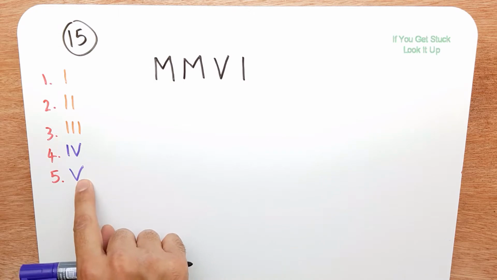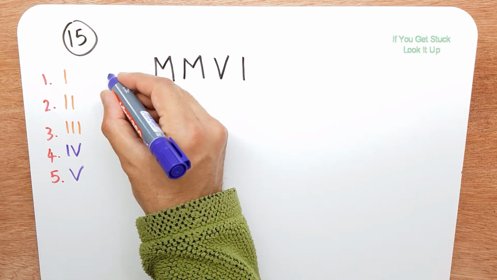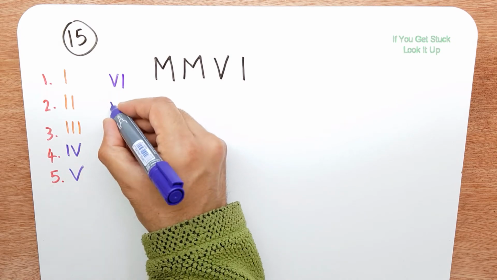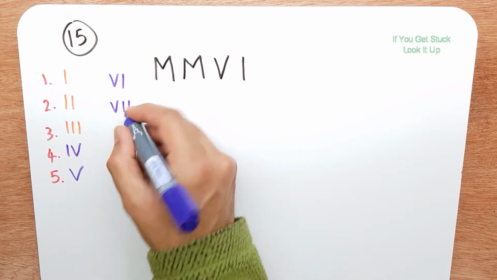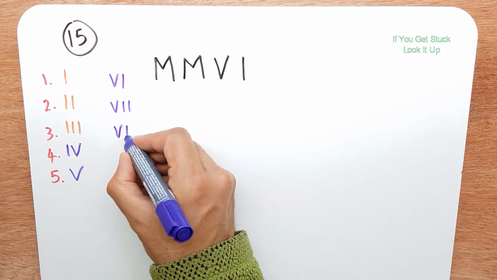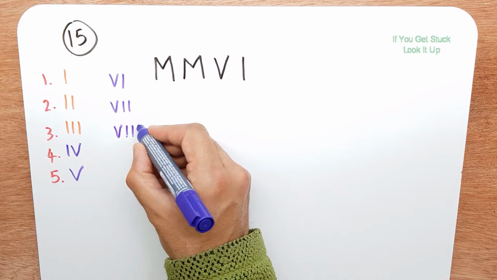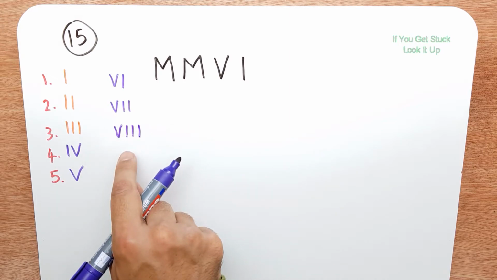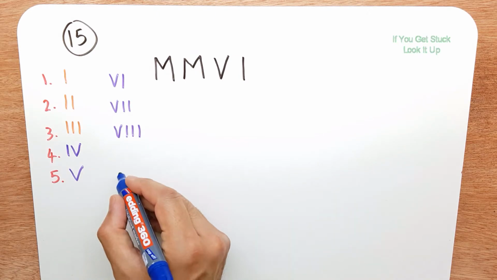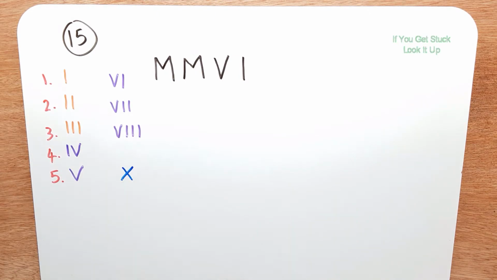Now let's carry on with 6. So it'll be 5 and 1, which is 6. 5 and 1 and 1, which is 7. 5, 1, 1, 1, which is 8. We'll leave 9, and we know 10 is X.